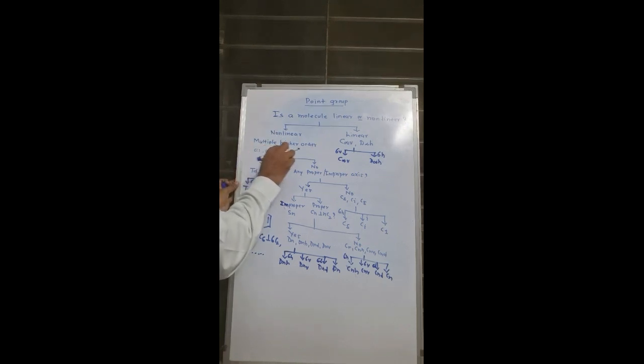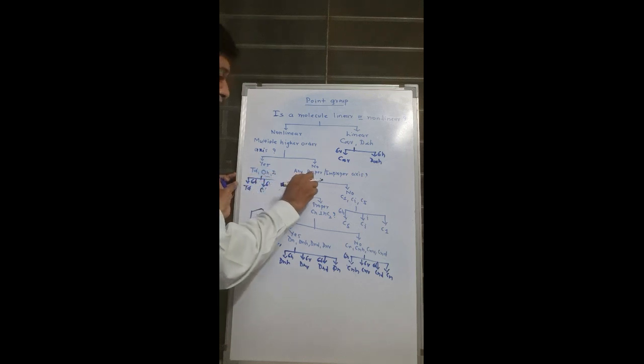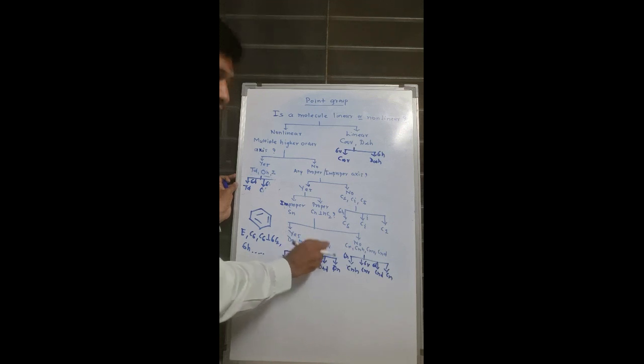Non-linear. Multiple higher-order axes are absent, meaning Td, Oh point groups are absent. Then we ask, any proper or improper axis? Yes, proper axis C6. So we ask whether C6 is perpendicular to 6C2. Yes, C6 is perpendicular to 6C2, so we go for the D option. The point group may be D6, D6H, D6D or D6V. Here sigma H is present as a plane of symmetry, so the point group is D6H.